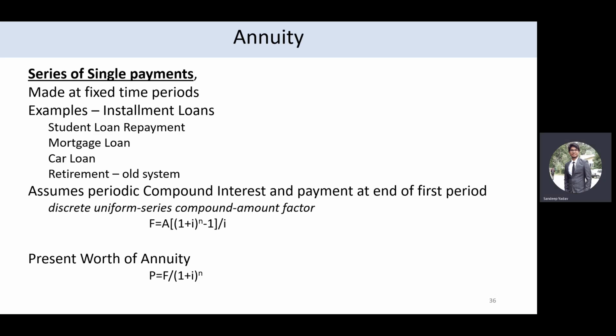Let's take another example of annuity payments, that is a series of single payments made at a fixed period of time. Examples are installment loans, student loans, and mortgages, as I already explained. Assume periodic compound interest and a payment at the first period. We have to calculate the discrete uniform series compound factor. Now the present worth of an annuity we can calculate easily from that formula.